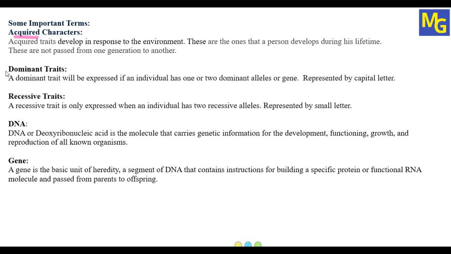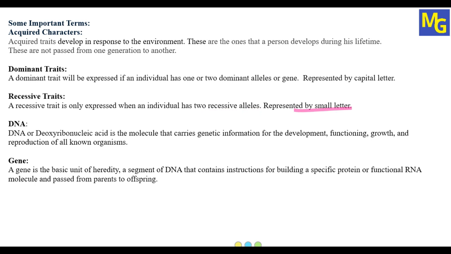Now we will see the next one, that is dominant traits or dominant character. There are two types of traits: one is dominant, one is recessive. Both we will study together. A dominant trait will be expressive. Expressive means which can be seen in the individual. That is called a dominant trait. It has one or two dominant alleles or genes, represented by a capital letter. And a recessive trait means it is only expressed when an individual has two recessive alleles, represented by a small letter.